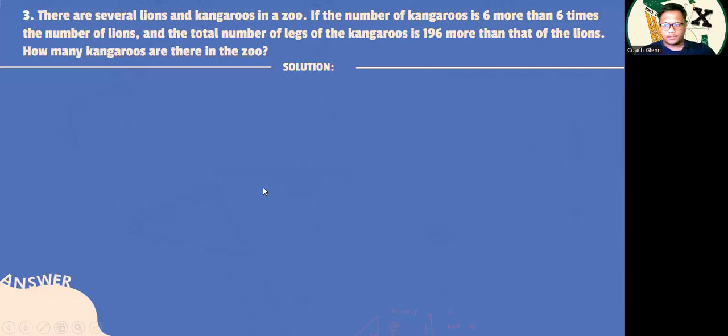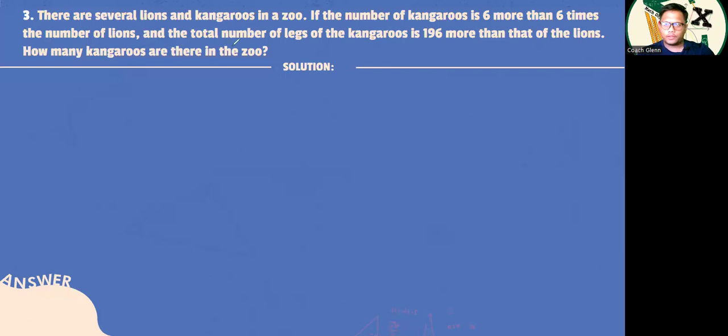There are several lions and kangaroos in a zoo. If the number of kangaroos is 6 more than 6 times the number of lions, and the total number of legs of the kangaroos is 196 more than that of the lions, how many kangaroos are in the zoo?